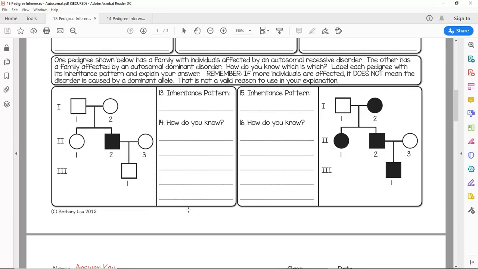All right, so the one on the left, number 13, is an autosomal recessive. How do you know? Because if affected children, as indicated in 2.2, have two unaffected parents, there is no way that it could be a dominant trait. No way. All right? So heterozygous, homozygous, recessive. Let's take a look at the one on the right.